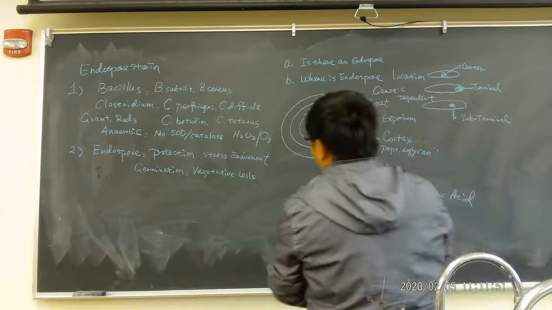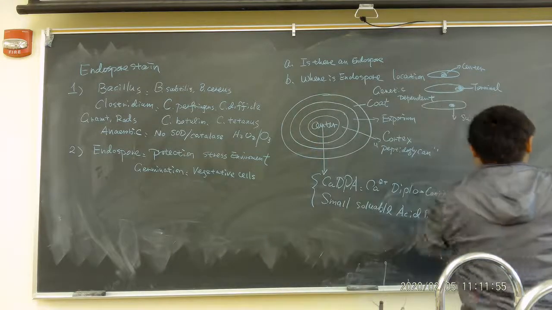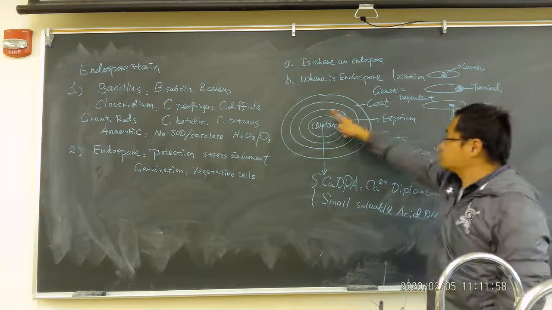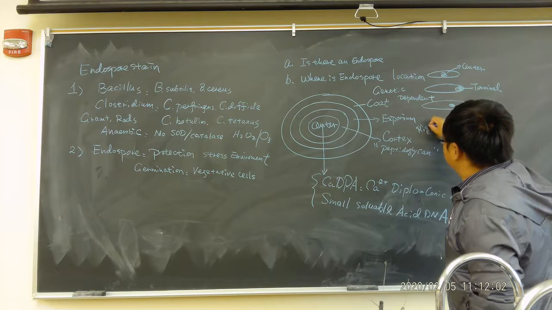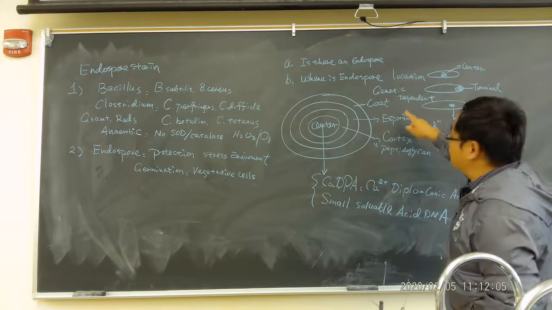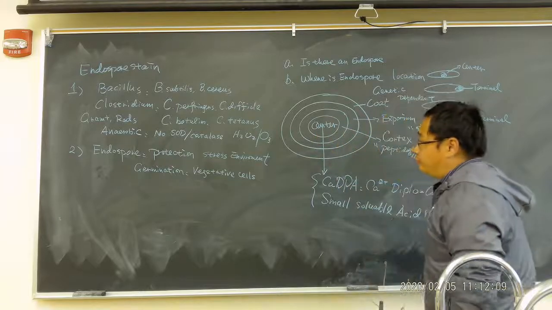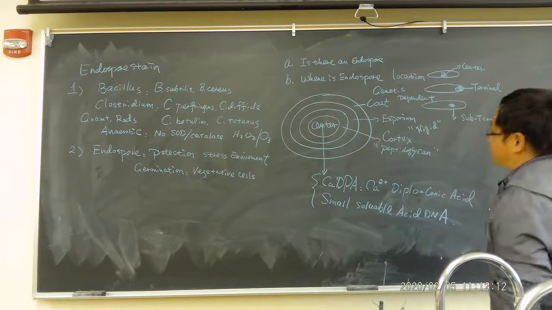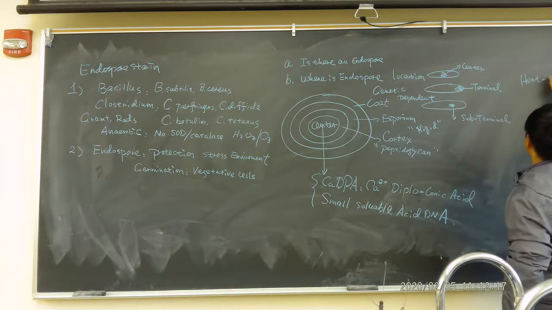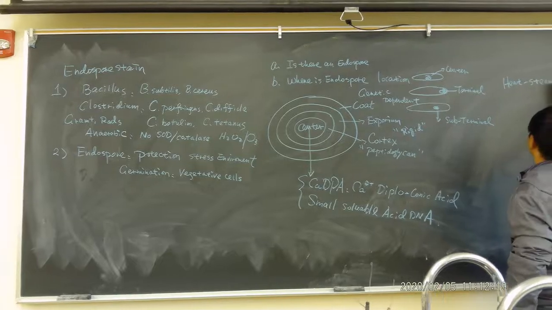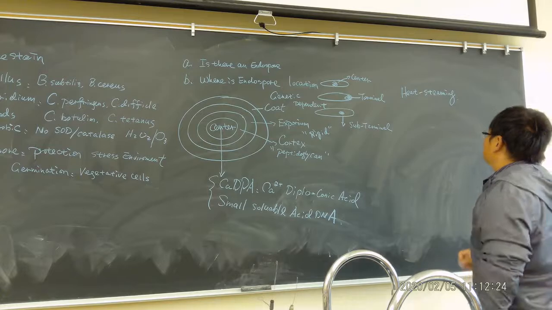When we finish this, we're going to talk about how we do the endospore stain. Okay, how do we do the endospore stain? Because the endospore has a very rigid and tough structure, if you just put a basic dye there, it's not going to be stained. Therefore, the key step of the endospore stain is heat steaming. That is important.